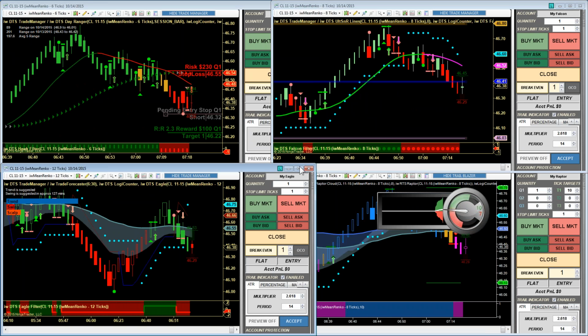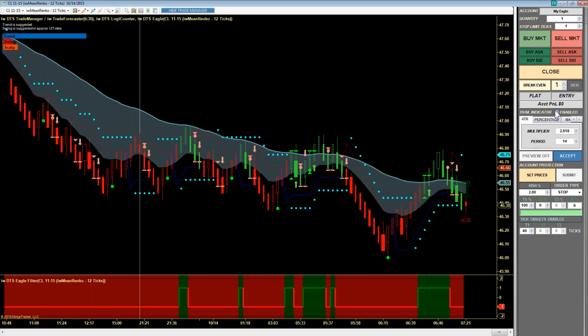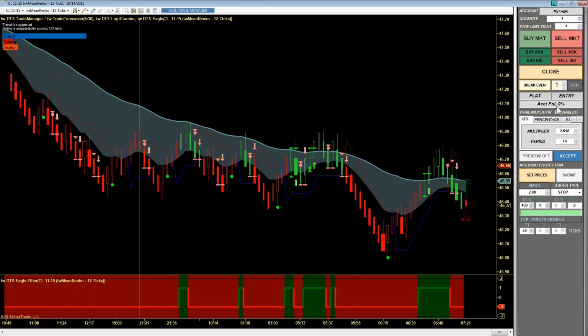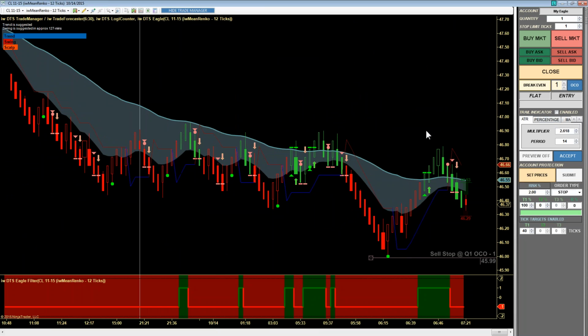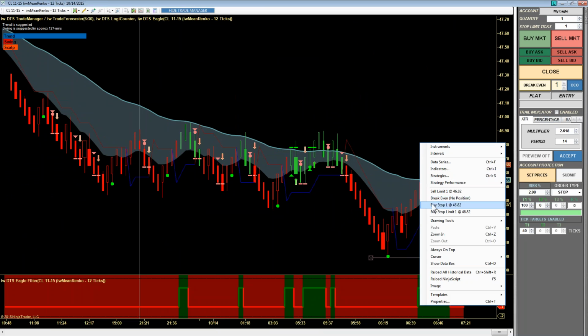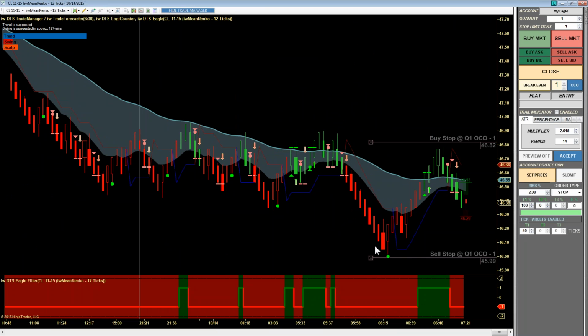Let's see here on the Eagle. Do we have a decent range? Yeah, sure, why not? I'm going to use the OCO function. We also have an OCO function here. I'm going to sell below there, and I'm going to buy above here. Now, when you use your OCO function, you need to remember these orders are live the moment you put them on your chart. I'm going to go with a wider stop.